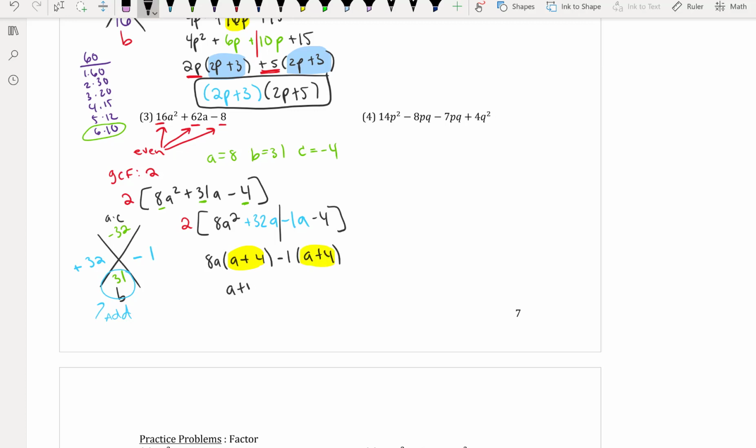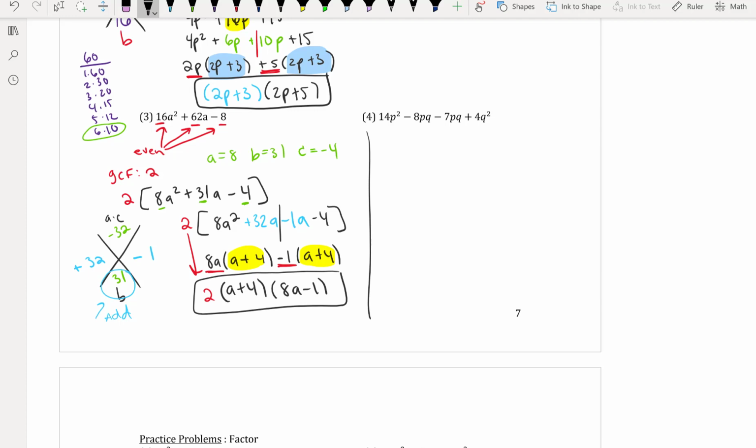So I have a plus 4, and I also have my leftovers. My leftovers go in their own parentheses, and that's 8a minus 1. And don't forget your greatest common factor, that's there as well. So this is how I am factoring, okay?